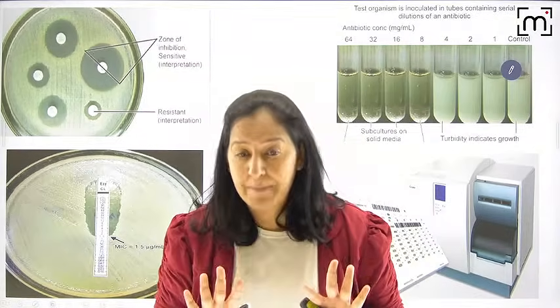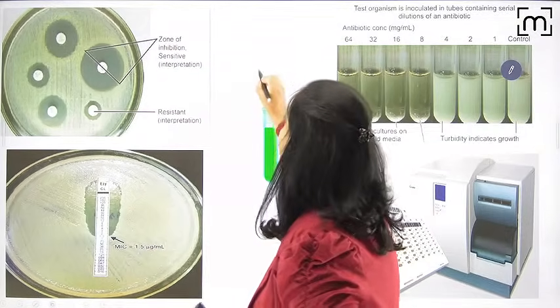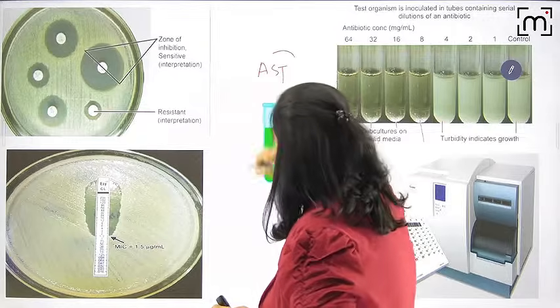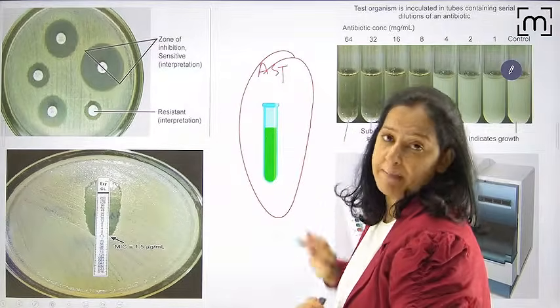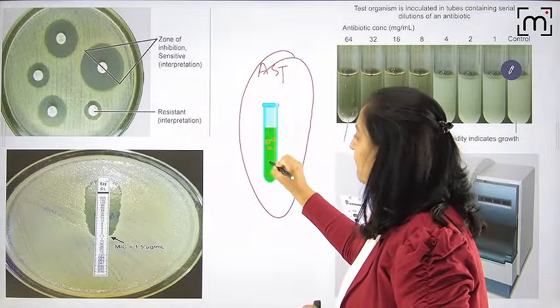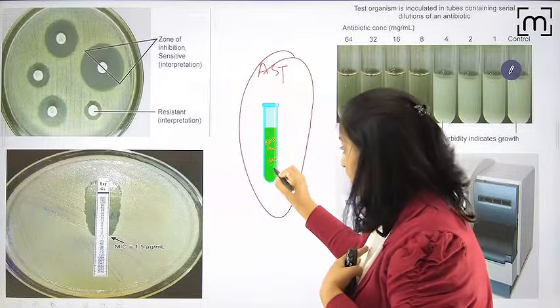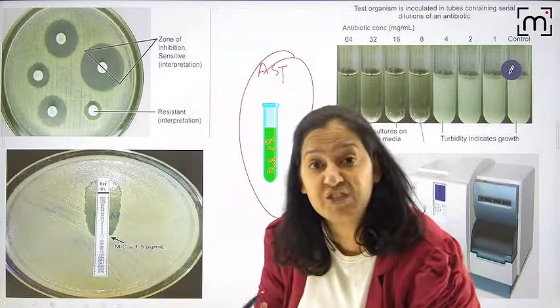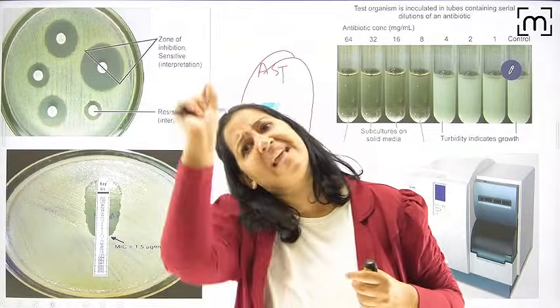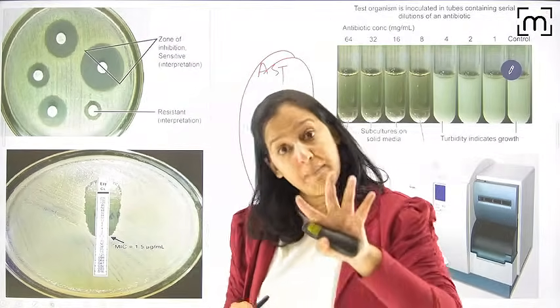So there are 4 methods to test antibiotic susceptibility in my specimen. This is the specimen of my patient, which contains bacteria. I want to know which antibiotic the patient specimen bacteria is susceptible to, so I can directly give that antibiotic and my patient can be treated. So I'm having 4 methods.